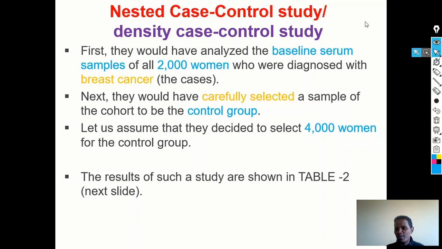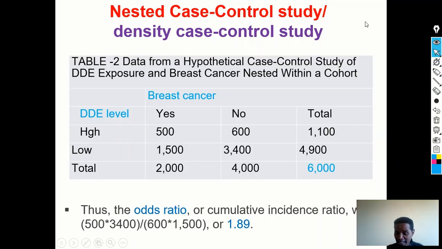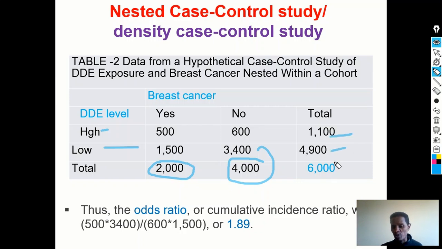Okay. So now, by doing this nested case control study design, the result will be in such a way. The cases are the same, 2,000, but the controls are not 98,000; rather, a random selection of the healthy individuals, that is 4,000. The DDE level was measured again from these two groups, high and low, with the numbers given over here. So the total population for the study was now 6,000, rather than 100,000, which will be less costly and less time-consuming.